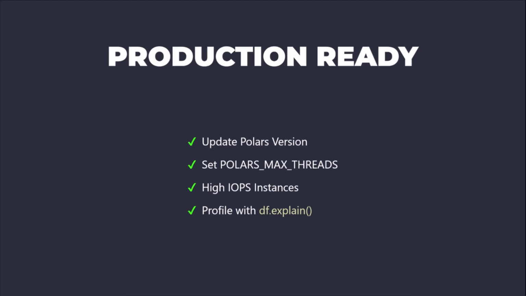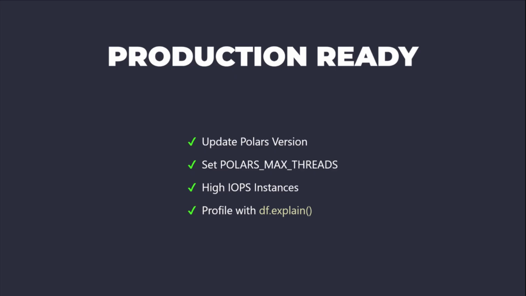Ensure the latest stable Polars version is installed, as performance improvements are frequent. Set the number of threads Polars uses via the POLARS_MAX_THREADS environment variable. Typically, setting this to the number of physical cores optimizes parallel execution. When running on cloud infrastructure, select instance types optimized for high input-output operations per second, as Polars heavily relies on fast disk access during scanning.